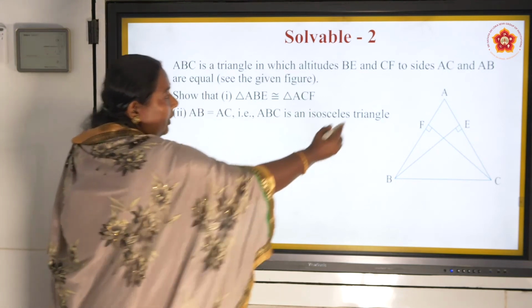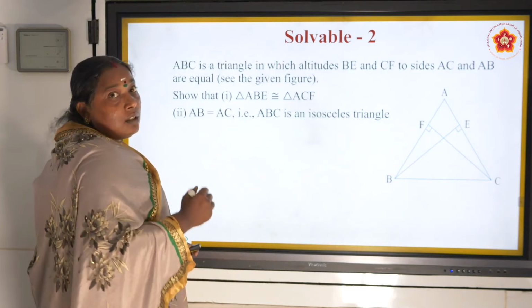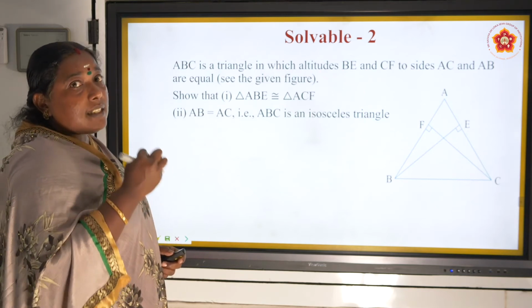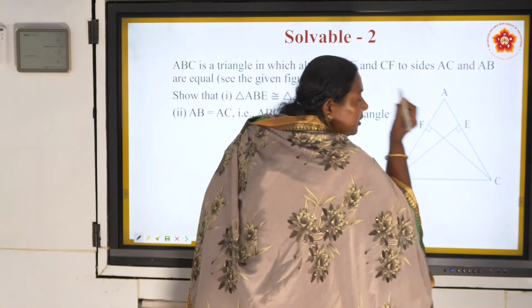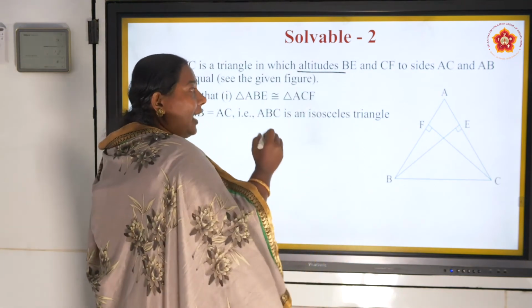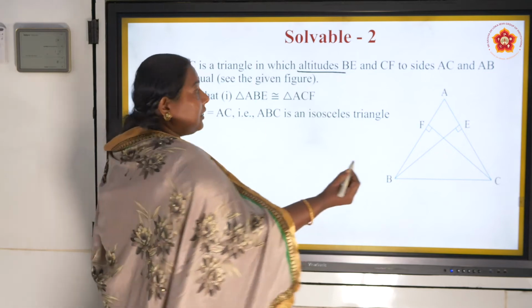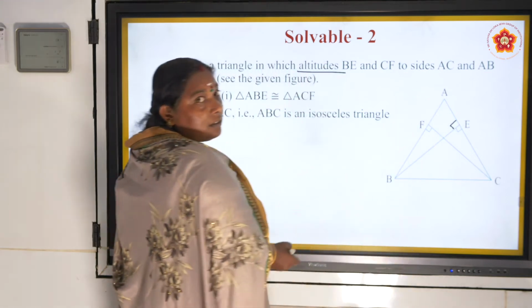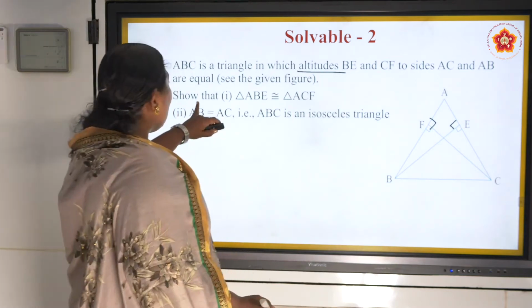ABC is a triangle, and they have given BE and CF as altitudes. What is the meaning of altitude? Altitude means starting from the opposite vertex and reaching the opposite side at 90 degrees. As per the definition, the line should make an angle of 90 degrees. As you have already learned, if there is a straight line and one side is 90, then the other side will also be 90. The same thing applies here also. Now, what do we have to prove?